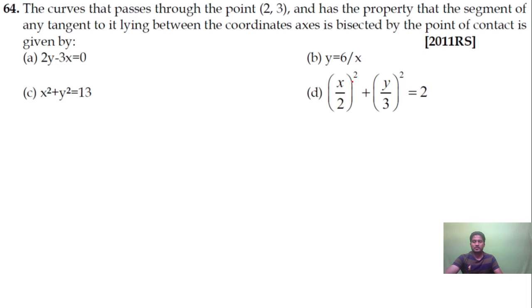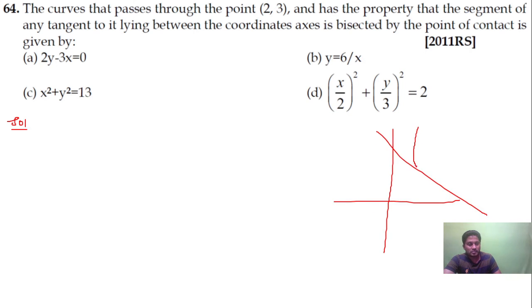Okay, question number 64. The curve that passes through the point (2, 3) and has a property that the segment of any tangent to it lying between the coordinate axes is bisected at the point of contact. That is the curve, and this is the point. This point is (x, y). The segment of the tangent at any point on the curve (x, y) is bisected at the point P. That is, if I take this as A and this as B, P is the midpoint of AB.